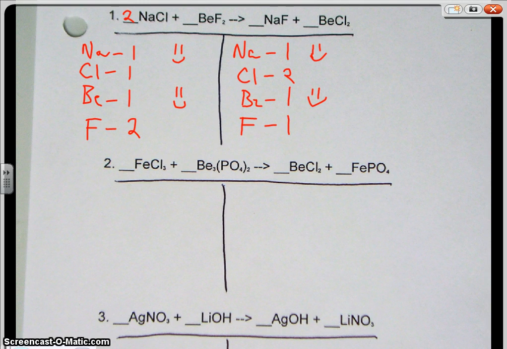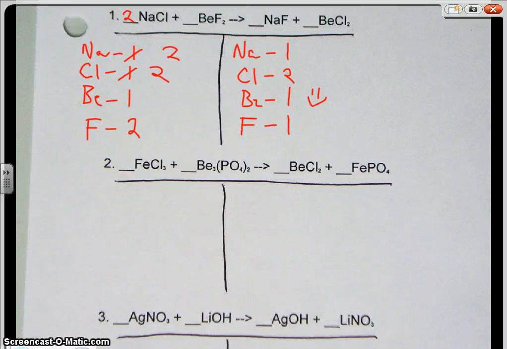Alright, now that changes the amount of chlorine we have. That also changes sodium. Okay, so we now have 2 sodiums, and we now have 2 chlorines. That matches up the chlorine again, but look what it did to sodium. That's not a problem. We'll trial and error and get it later.